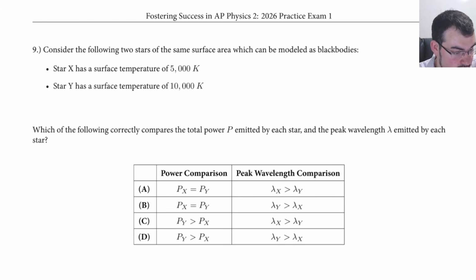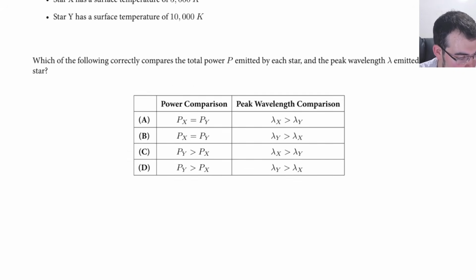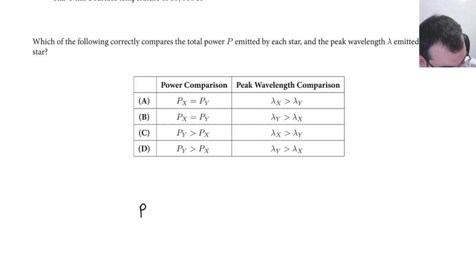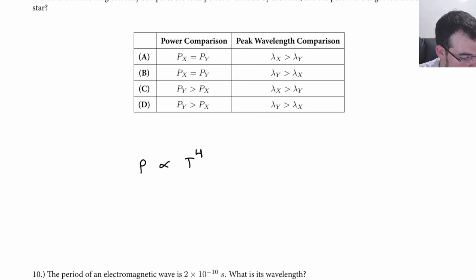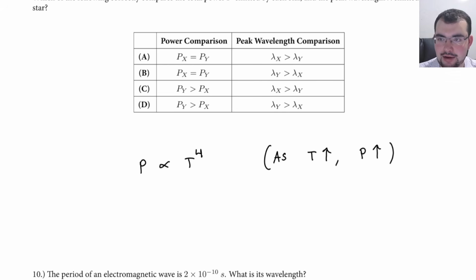All right, consider the following 2 stars of the same surface area, which are modeled as black bodies. So that tells us that this is black body radiation. We want to compare the power P emitted by each star, and we want the peak wavelength emitted. Well, power, we know this is the Stefan-Boltzmann law, that the power radiated is proportional to T to the 4th. So this just says that as your star gets hotter, the average power increases. That should be pretty obvious, right? If you have a hotter object, it should be radiating more power.